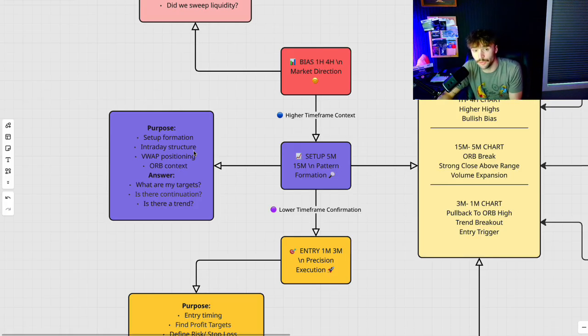Okay. Is there continuation? Are we seeing that we are just chopping around? Is price action good? Or are we actually seeing continuation through these moves? Continuation through yesterday's lows on their way to London lows.